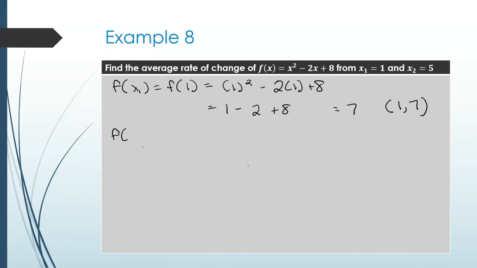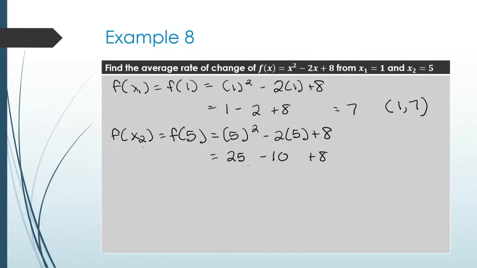Now I'm going to do the same thing for x2. And x2 is 5, so I'm finding the function value at 5. So I plug that in for x. So that's 5 squared minus 2 times 5 plus 8. That's 25 minus 10 plus 8, which is 25 minus, let's see, negative 10 plus 8 is negative 2, so that's 23. So then that gives us 5, 23.